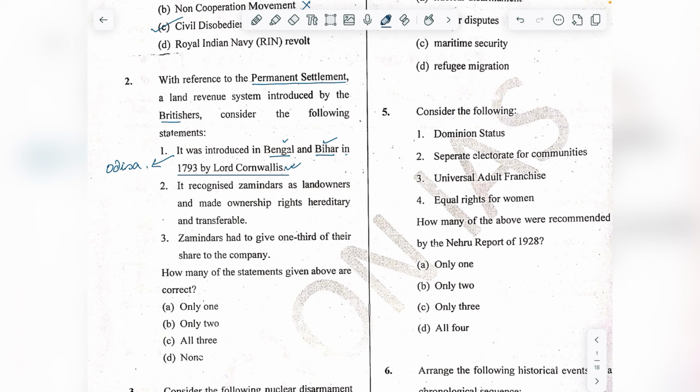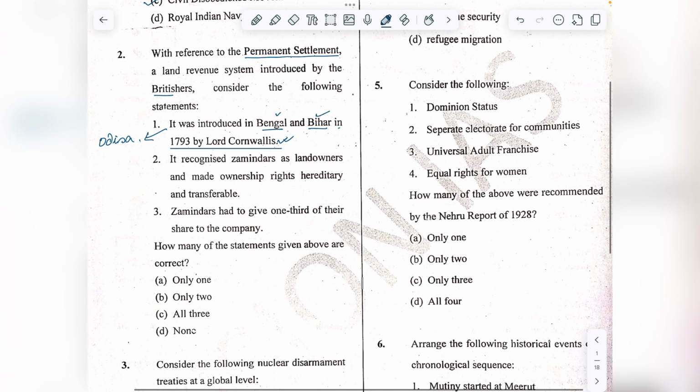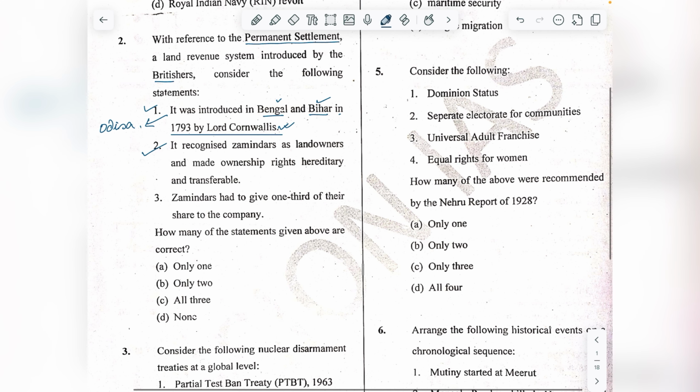Permanent Settlement was introduced in the same year. It recognized the Zamindar as landowner and made ownership right hereditary and transferable. Number 1 statement is correct. Number 2 statement is correct. Number 3 statement: Zamindars had to give 1/3 of their share to the company.